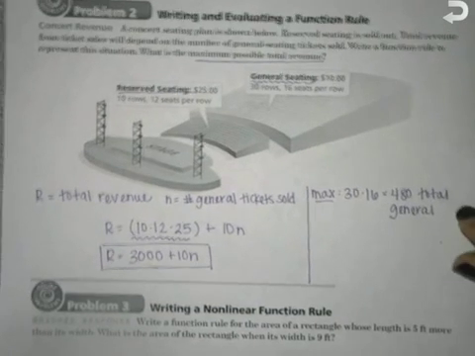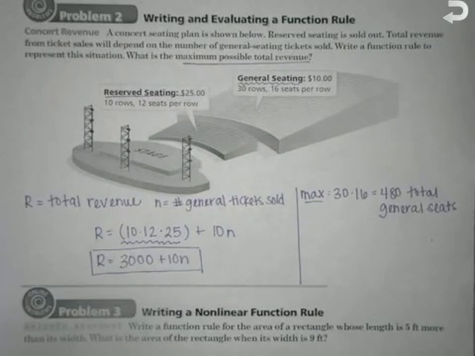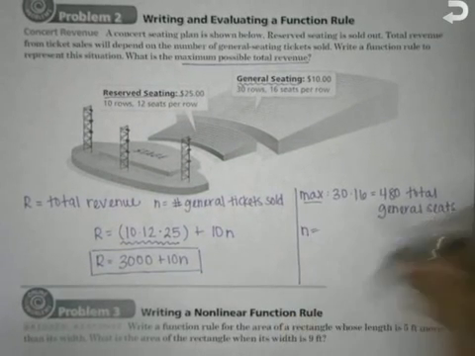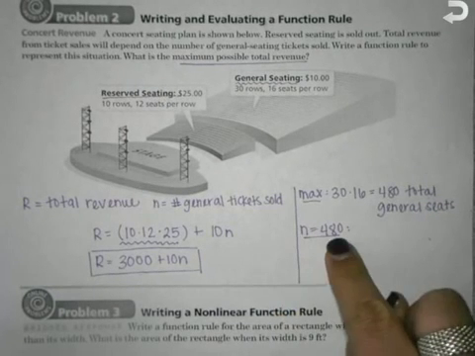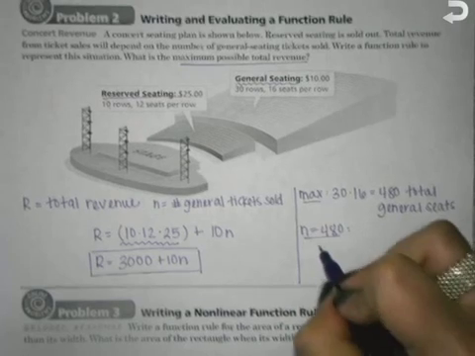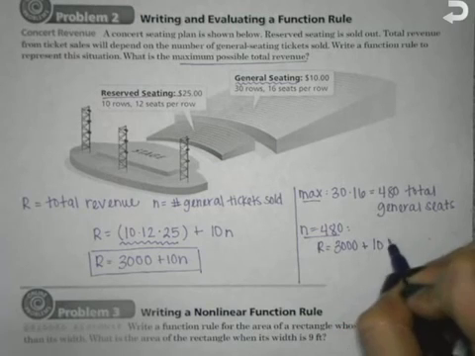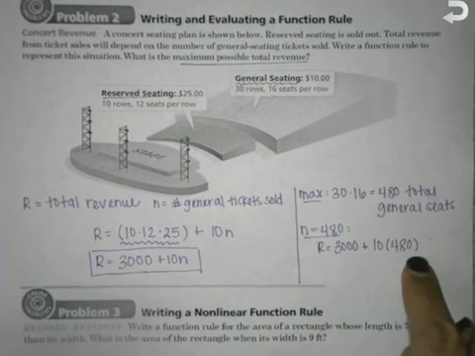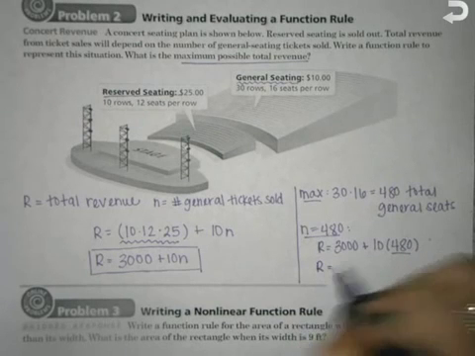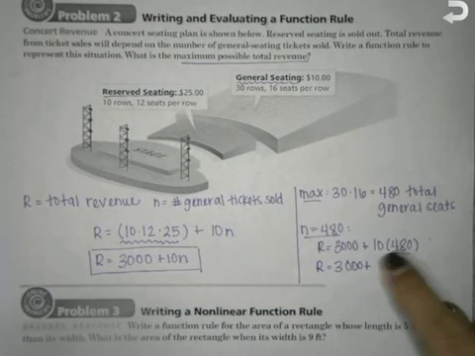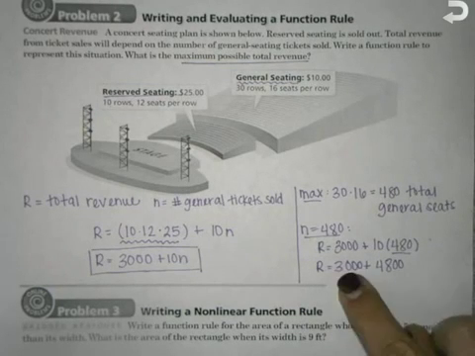So that means that we sold out the whole place. Okay? So here's how I want you to show your work. That means for N, we are going to plug in 480. So when you do these problems, I want you to write N equals 480. And then I want you to show your work. R equals 3,000 plus 10 times 480. So you are showing me the equation and what you plugged in for N. Then I want you to follow order of operations. So you're going to multiply 10 times 480, which is 4,800. And then last, you can add the two numbers together.